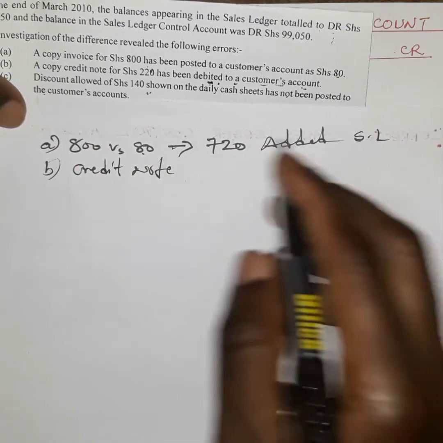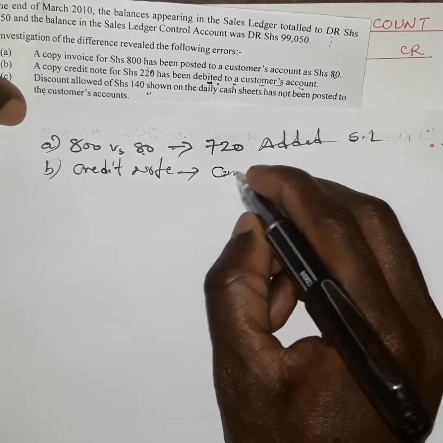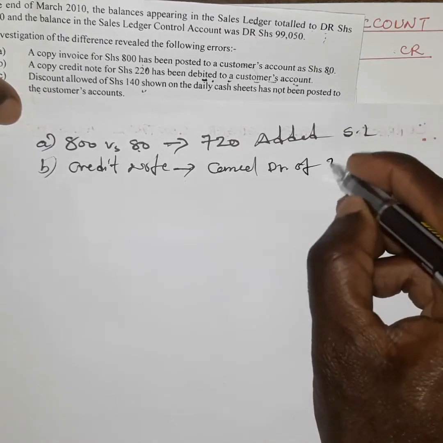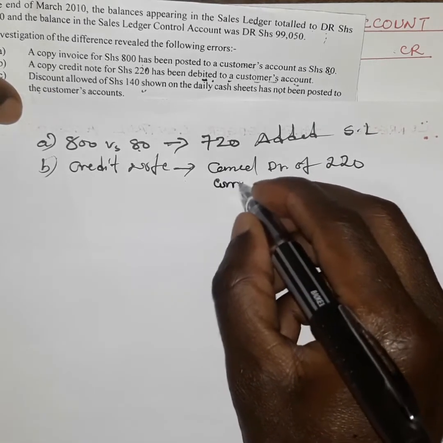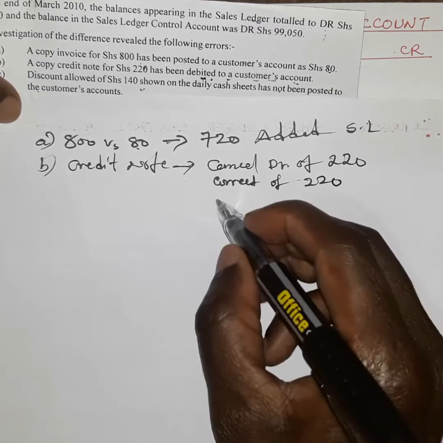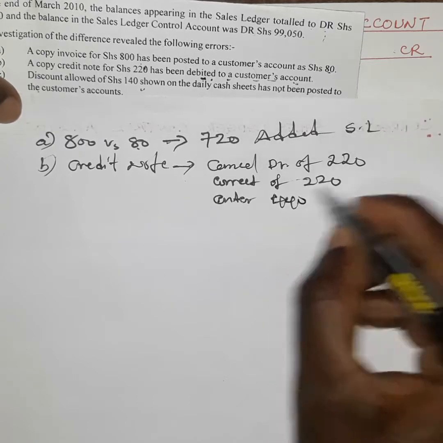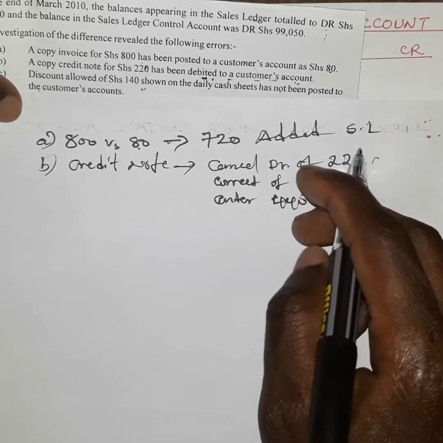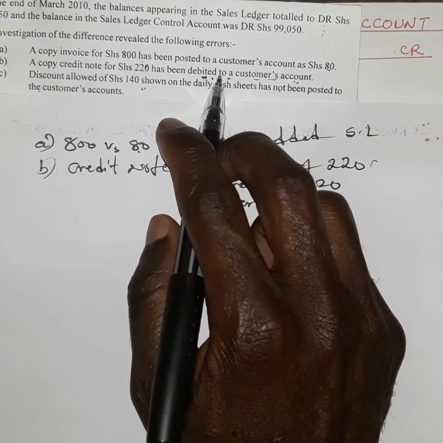So for us to correct this particular error, we are supposed to cancel the debit entry of 220 first, and then make the correct entry of 220. In other words, we are going to enter an amount of 440, that is this one times 2, on the credit side. In that case, it is supposed to be less, because the account of this customer was debited wrongly, which means the account was increased.